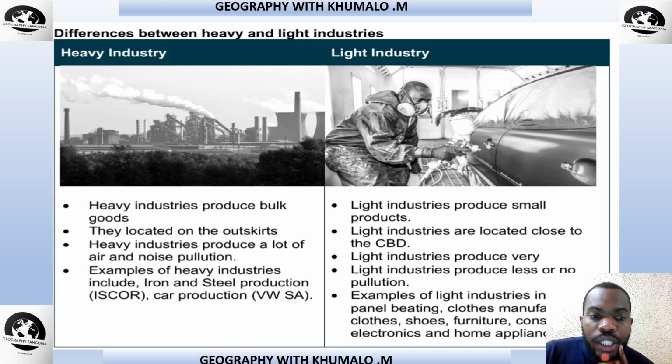Examples of heavy industry are iron and steel production. It's like your Samca, which is the Ford company, and your VW in South Africa. Examples of light industries include panel beating, cloth manufacturing, shoes, furniture, consumer electronics, home appliances, and it also includes your bakeries, all those types of industries.